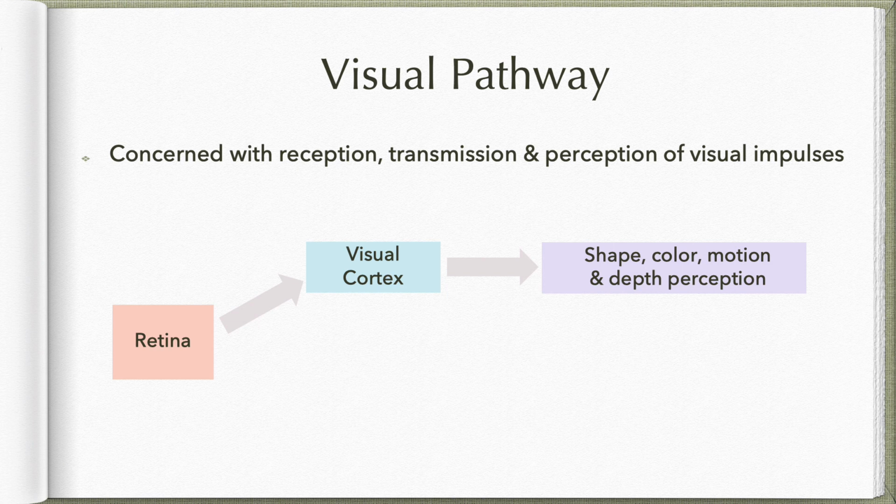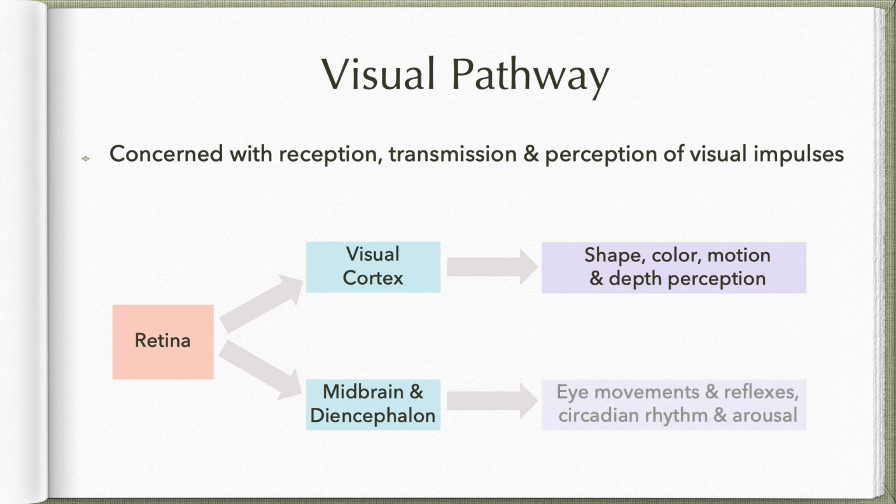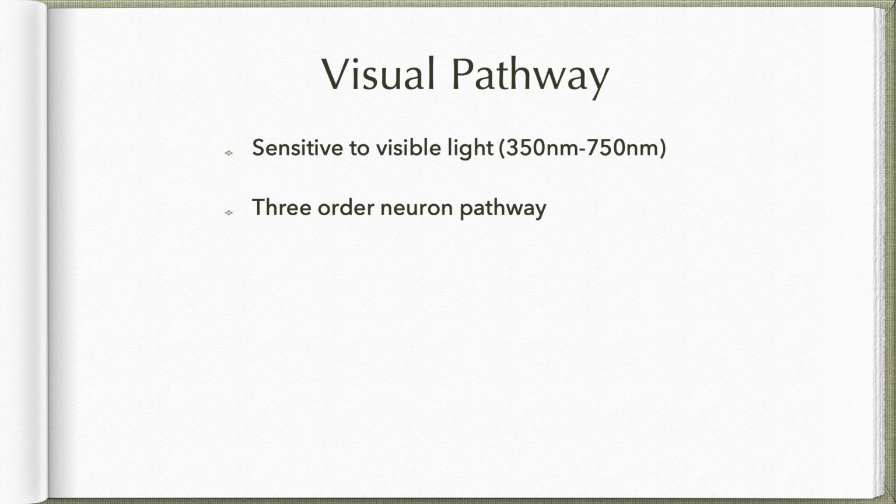There is a minor part of the pathway which connects retina with the structures in the midbrain and diencephalon. Now this part is concerned with the saccadic eye movements, visual reflexes, circadian rhythm and arousal responses. Visual pathway is sensitive to visible light, which is within the spectrum of light. It is present between 350 nanometers to 750 nanometer wavelength of light rays.